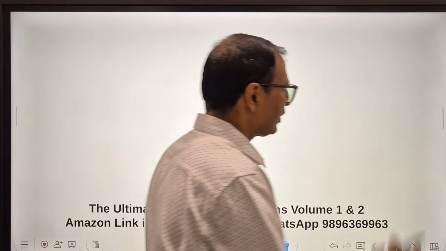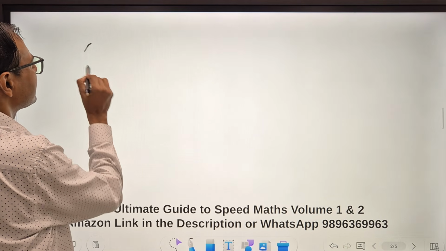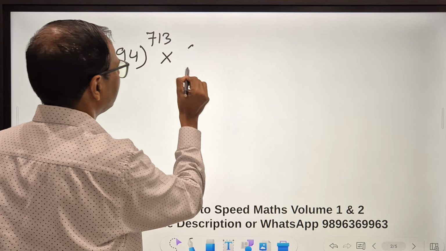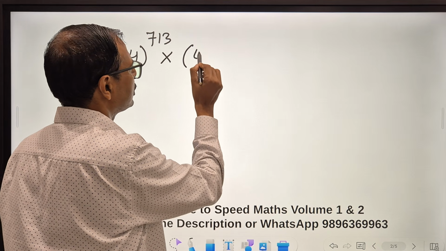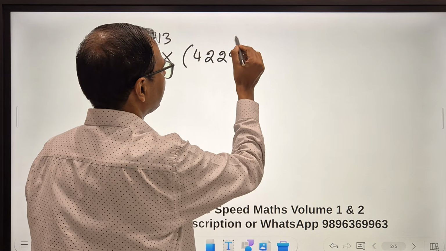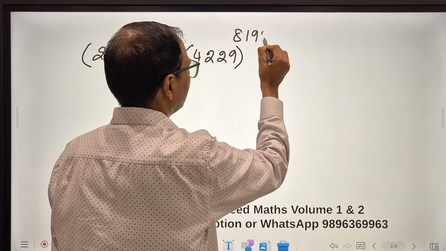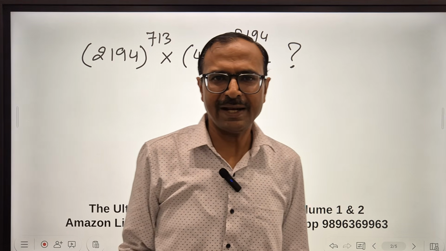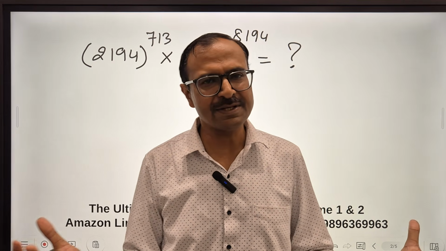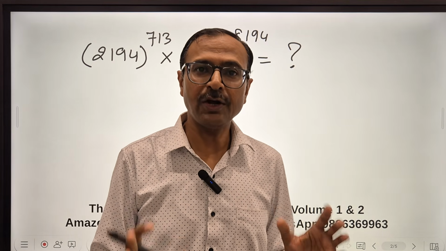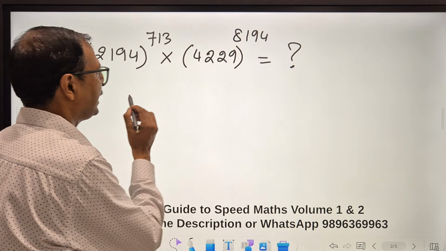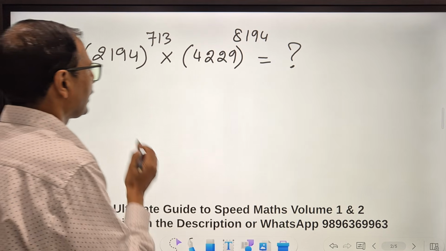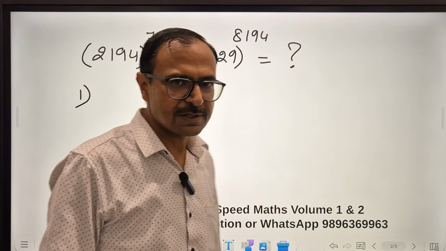I need to tell you the rule of 49 and where it applies. So the concept here is, you have an expression like, suppose you have 2194 raised to power 713, multiplied by 4229 raised to power, say, 8194, and I need to find the unit digit of this expression. See, there has to be a logic, right? Because the exponents are big, the numbers are big. I'll come back to this question later and I'll solve that in 3 seconds time only without use of pen and paper. But let's understand the basics first.